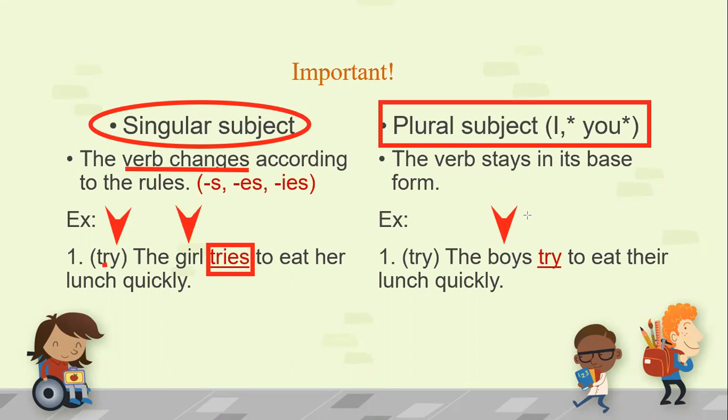Now, notice what happens with this verb. What happened here? The verb stayed in its base form, okay? You don't change it. It stays in its base form. You are not going to add ES or I. You're not doing anything to it. It's just going to stay in its base form. So if the subject is plural, the verb stays in its base form. Okay? Are you guys with me?